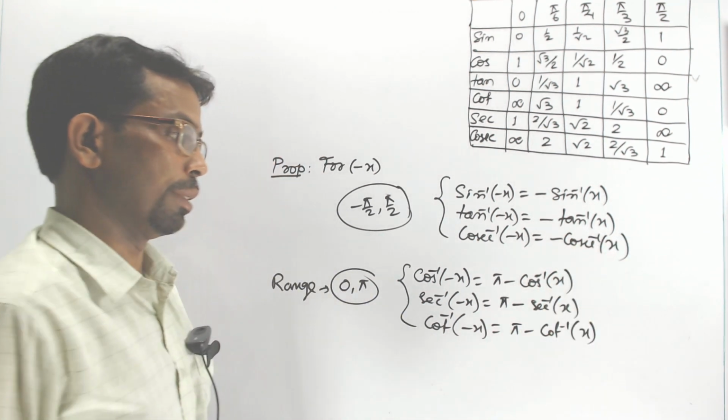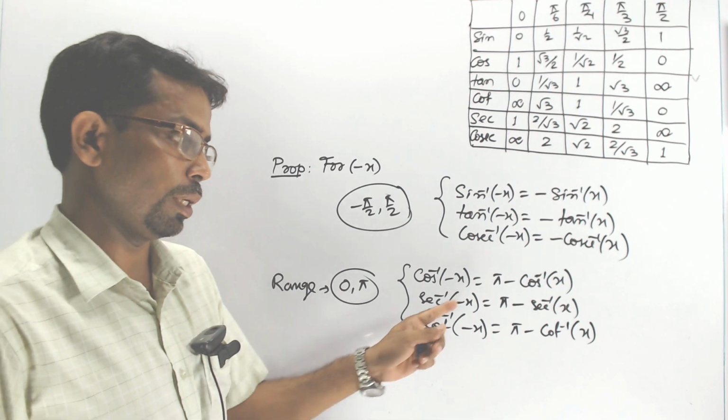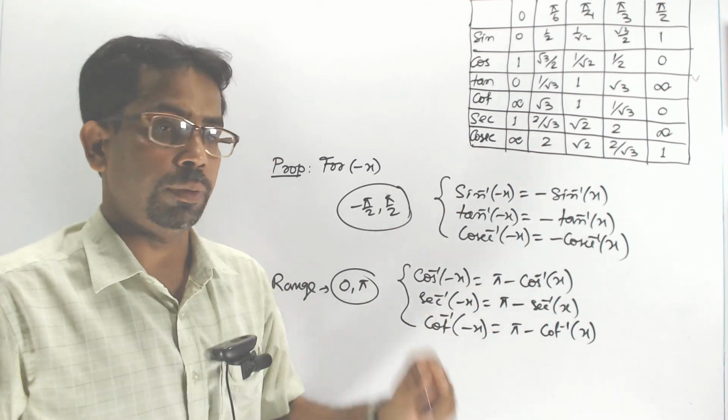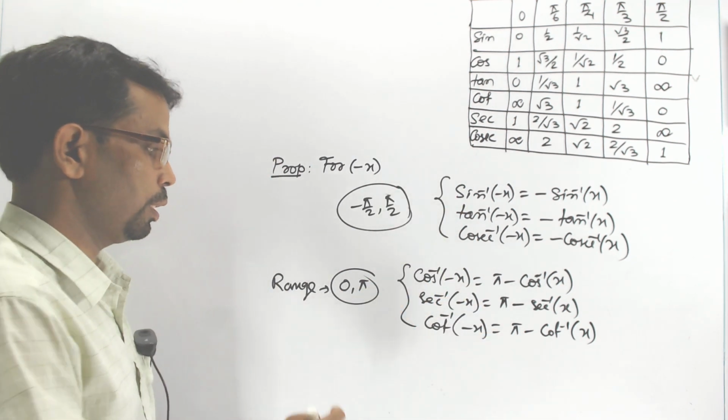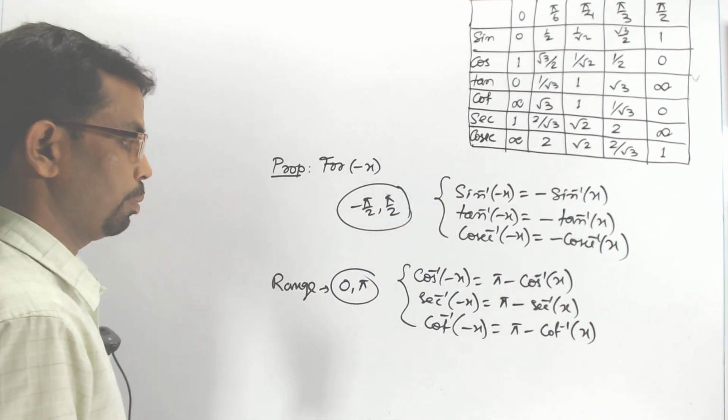You see the difference here. Pi minus for these three, cos, sec and cot, memorize cos, sec and cot, pi minus, and for the remaining we can directly take out minus. And for these three, range is 0 to pi. For these three, range is -π/2 to +π/2. So I'll write the range.